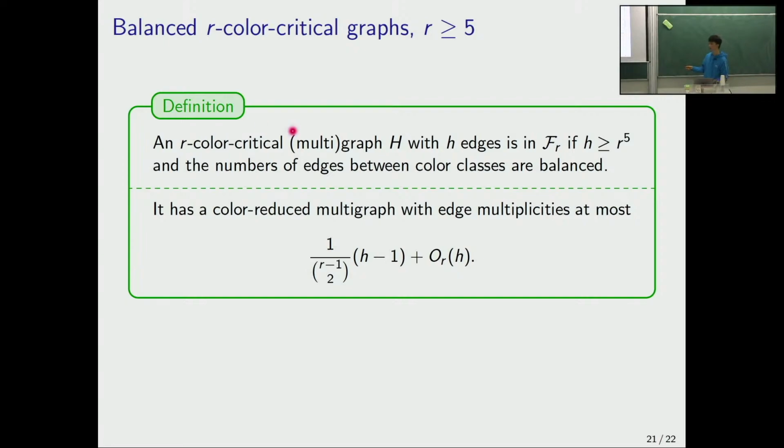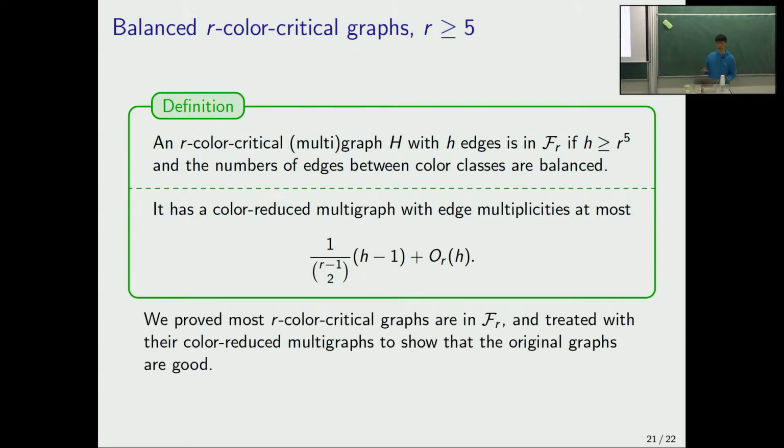And if the multiplicities of each edge of the color reduced graph are upper bounded by some number, I wrote it down, then we call the original color critical graph a balanced color critical graph. So between the color classes of the original color critical graph H, the number of edges is quite balanced. And because of this property, it becomes much easier to treat its color reduced graph, and we obtain some relationship between GR and HC, and we again go back to the world of G and H, and we can conclude that those balanced color critical graphs are good.